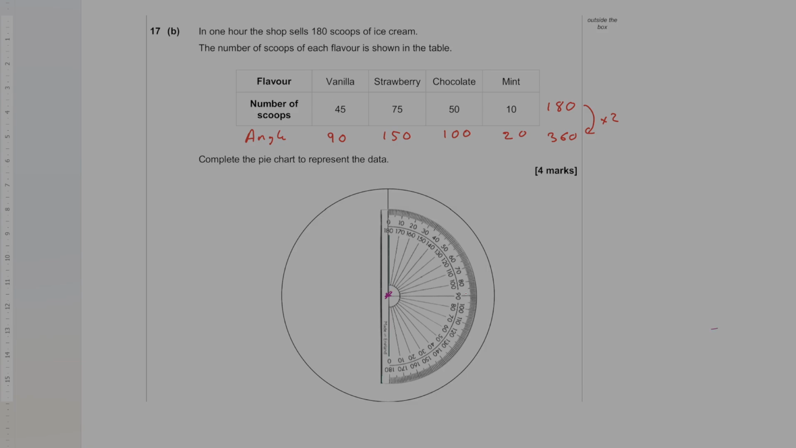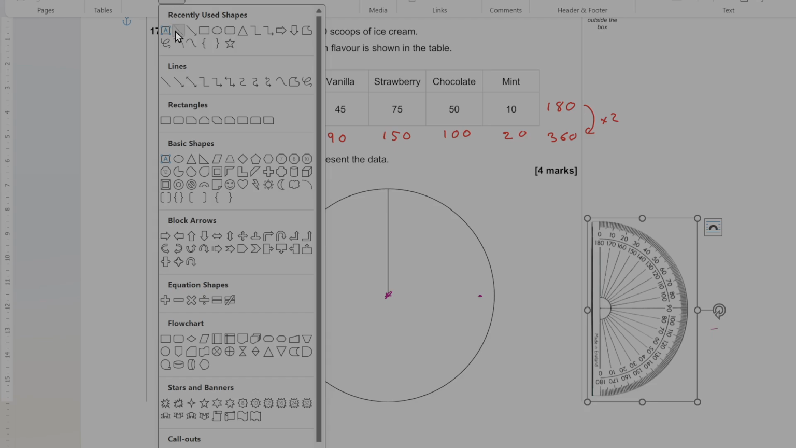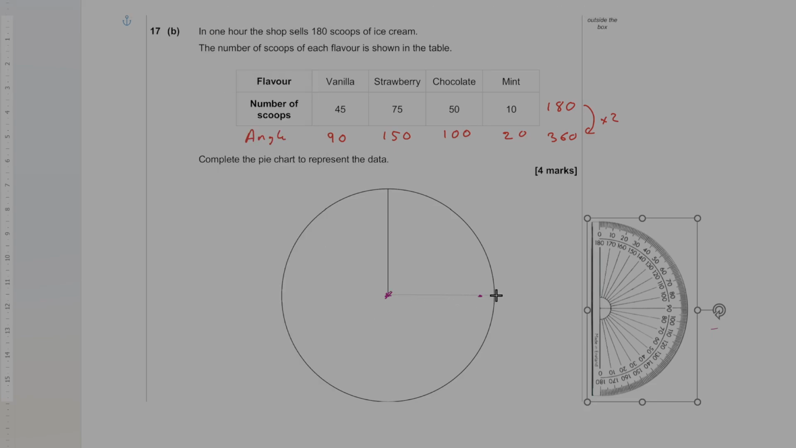Right. First angle then is 90 degrees. So I put a little dot at the side, and I can then remove that and draw a straight line from the center of the protractor through the center of the angle. I'd see whether I could insert a ruler, but I can't. So I'm just going to do a straight line from the center through the angle. Right, that then becomes my 0 line. Well, I can put in that that's vanilla.